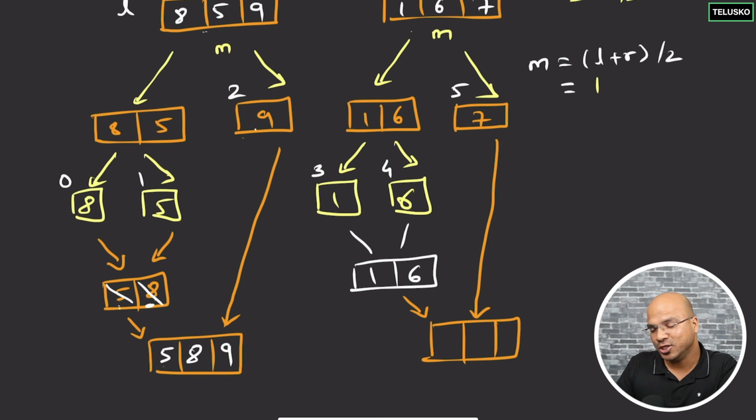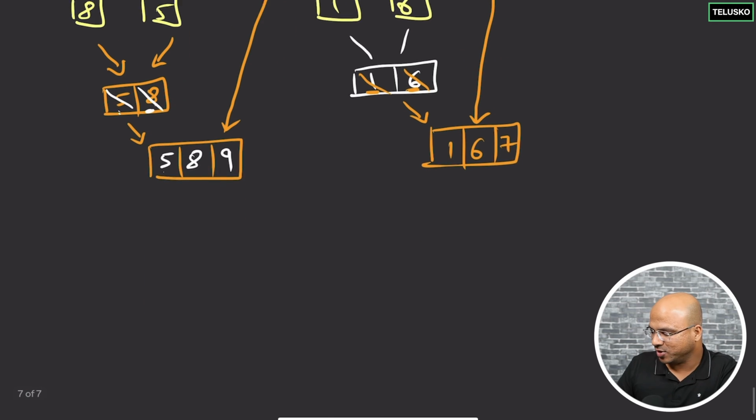Same steps. You will compare the first 2 values. So 1 compared with 7. So 1 will come here. This is done. Then compare 6 and 7. 6 will come here. This is done. Then 7 will come here. Okay. And then now the major work starts.